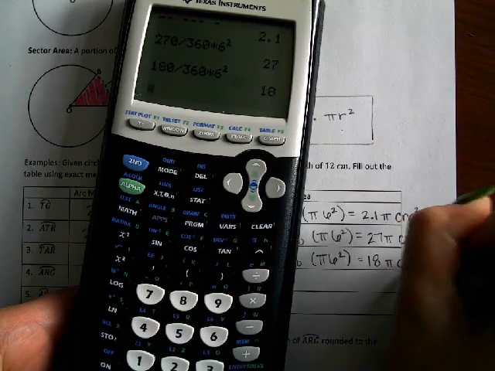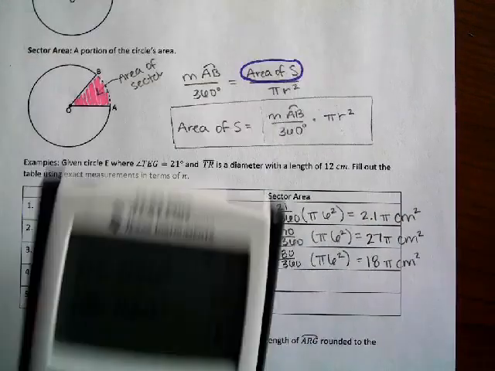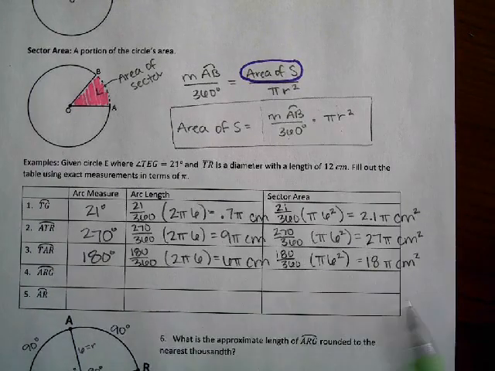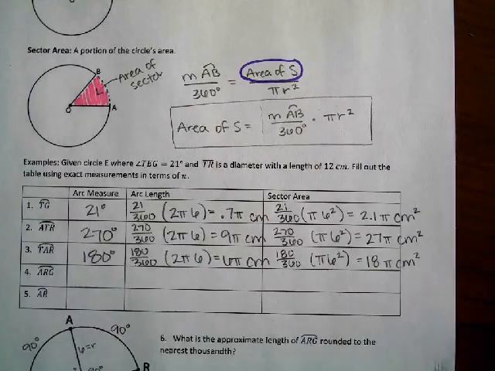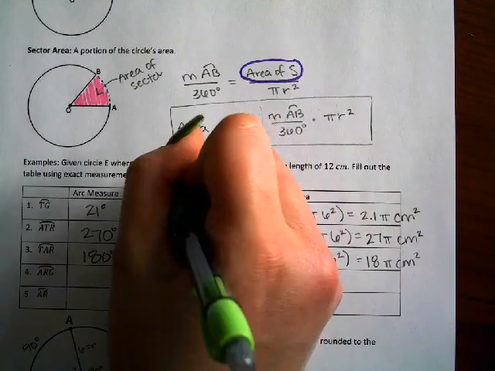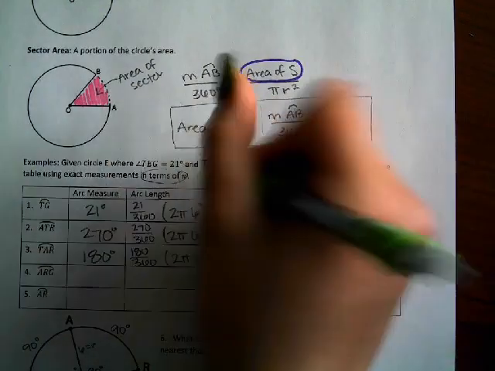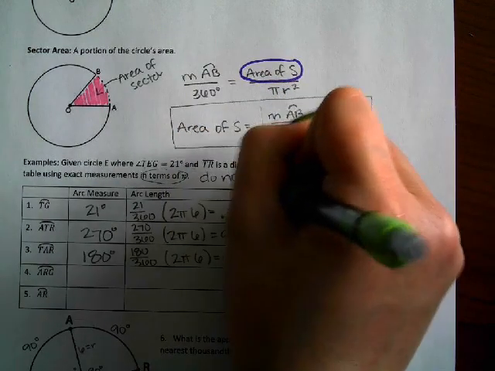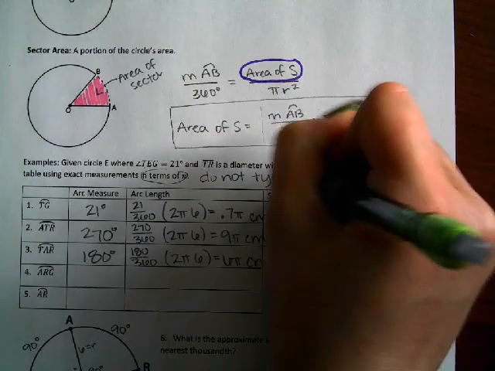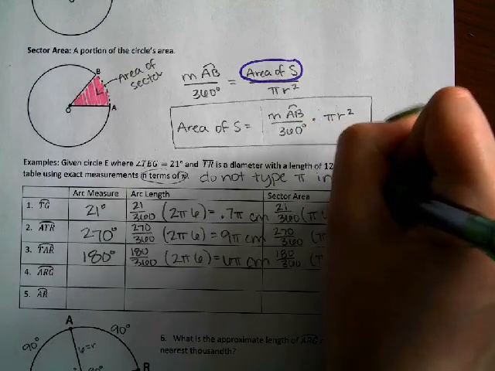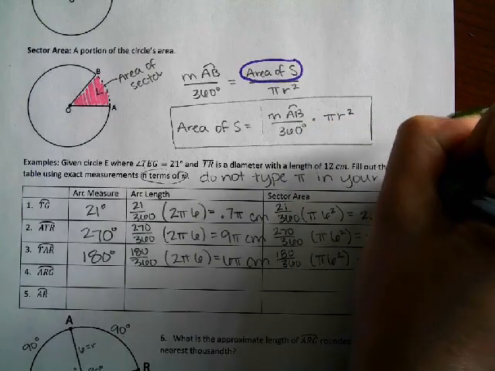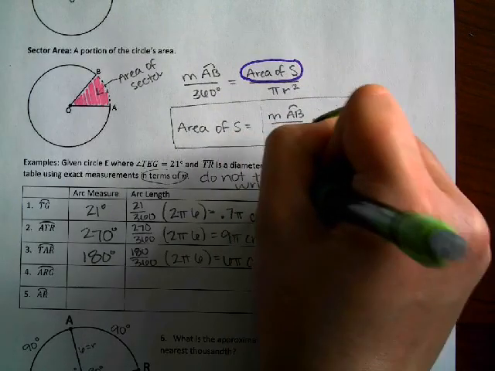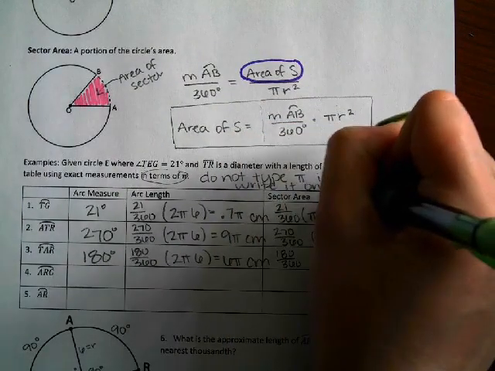So the formula is pretty easy to use. You just have to pay attention to whether or not your answer is in terms of pi. So if it says in terms of pi, do not type pi in your calculator. Write it on your paper.